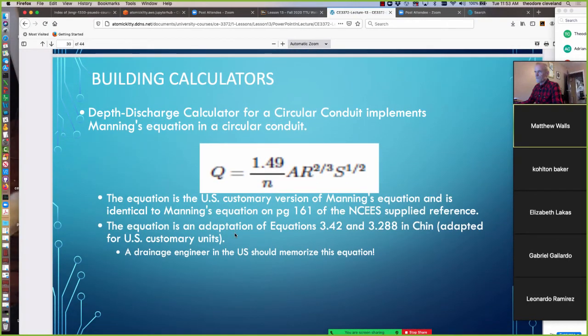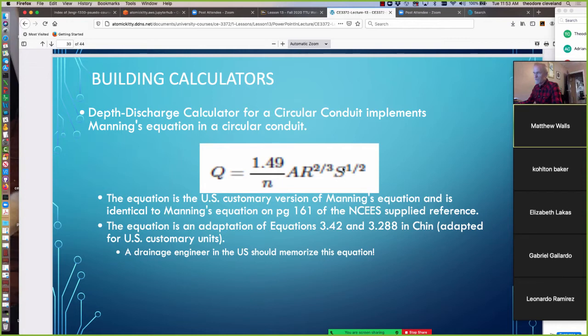So the first approach is just to build a calculator that does circular conduits for Manning's equation and never look back, never even think about it. So here's Manning's equation in US customary units. And we saw it earlier in the class as a head loss equation. Here it's written as a flow equation. Same equation, rearranged. And it says that Q is equal to 1.49 over Manning's n, the roughness coefficient, times the cross-sectional area of flow, times the hydraulic radius raised to the 2/3 power, times some slope, supposed to be the energy slope, to the 1/2 power.